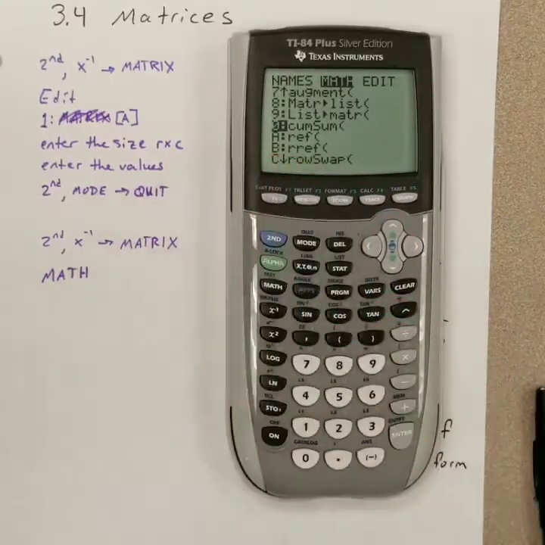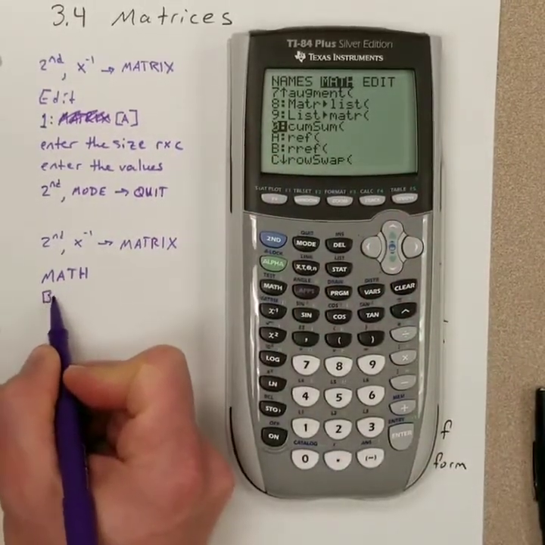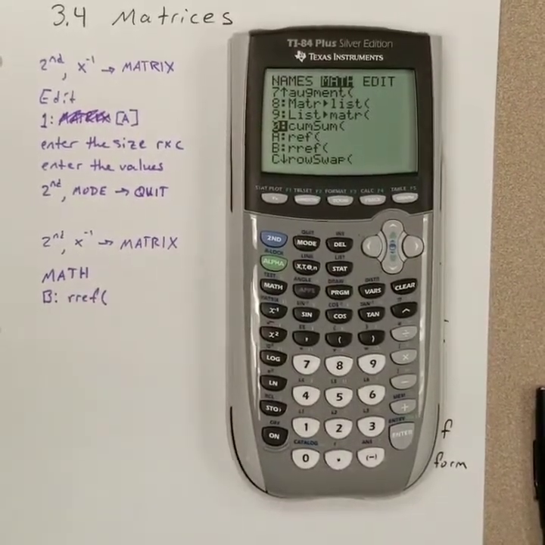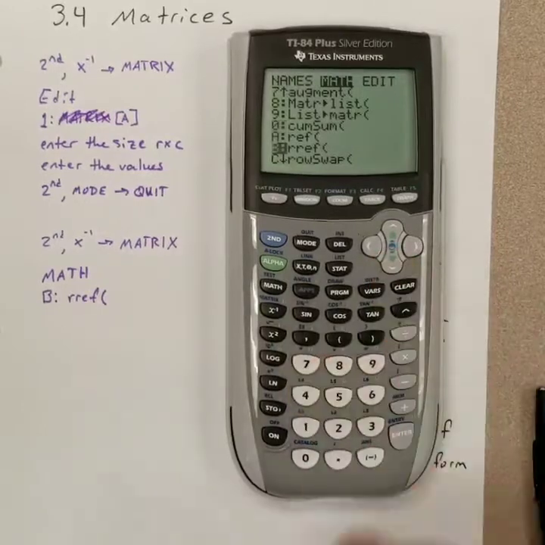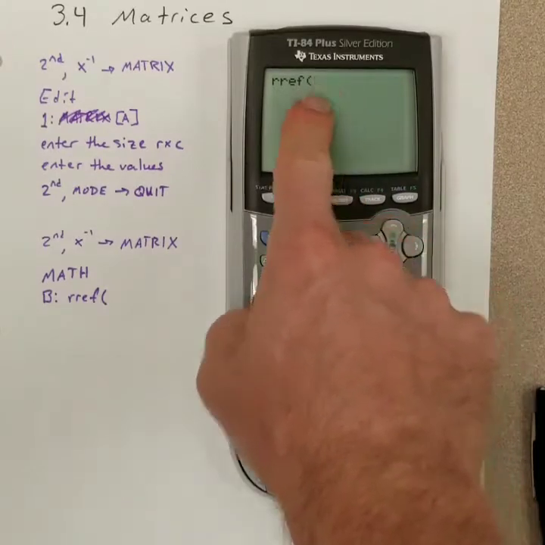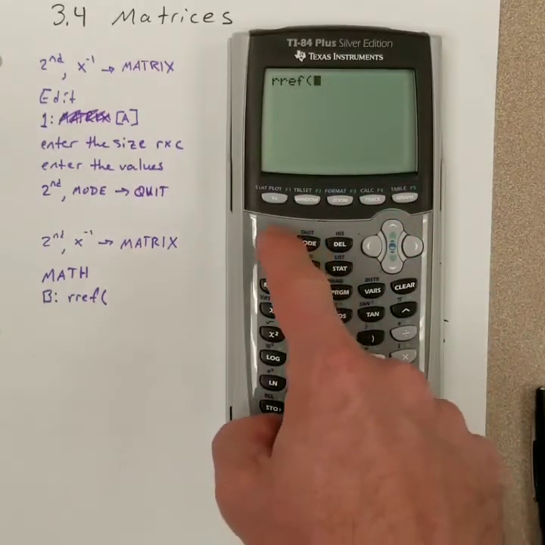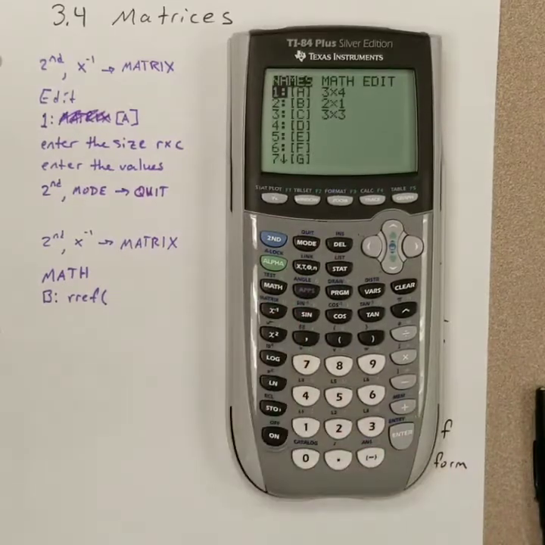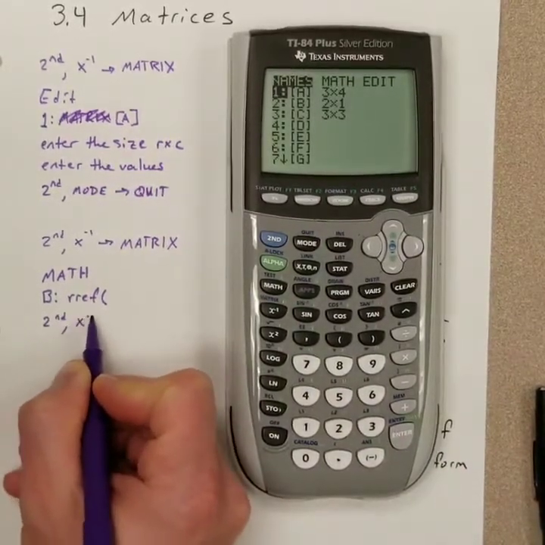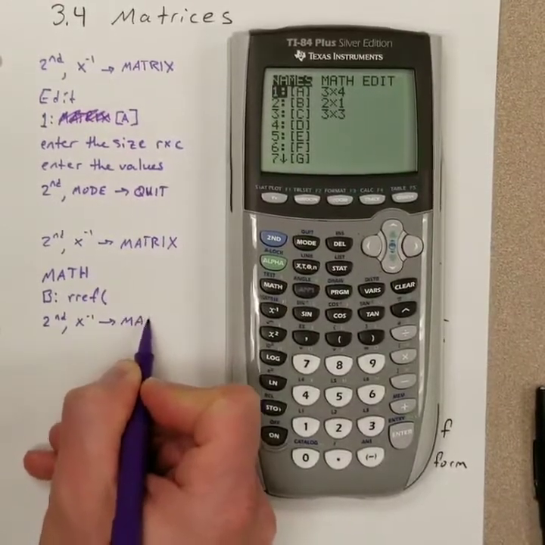Okay, you'll see B colon RREF parenthesis. That's the one you want. So I go to that one, I hit enter. It's going to show up RREF in my home screen. Then I want to tell it what matrix to reduce. So I have to go again back to the matrix menu, second, and then the X inverse takes you to the matrix menu.